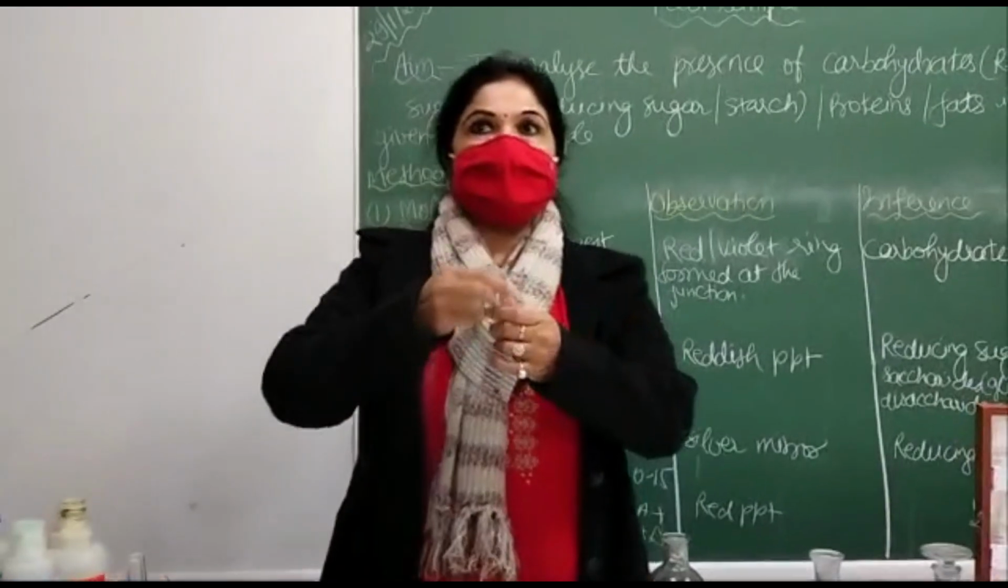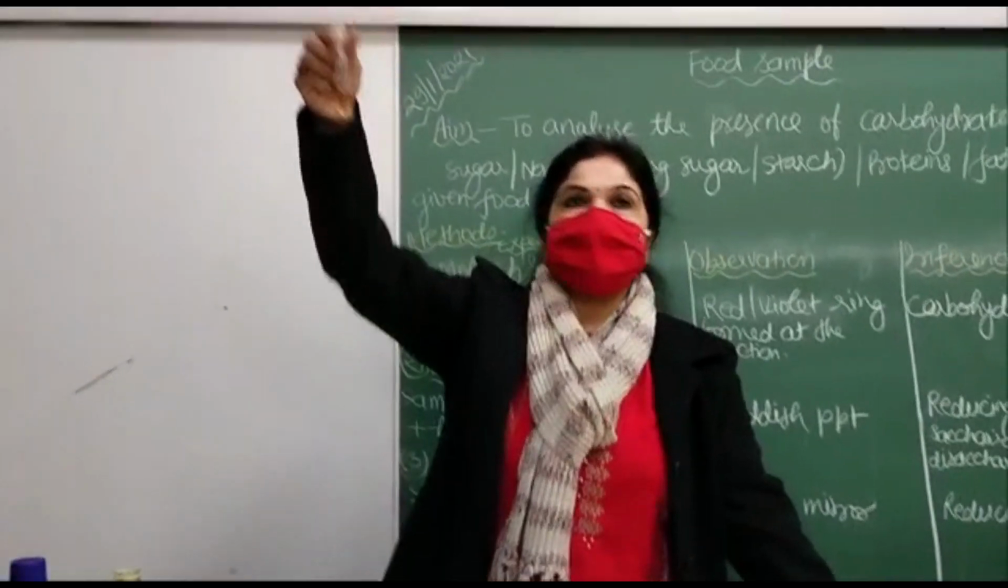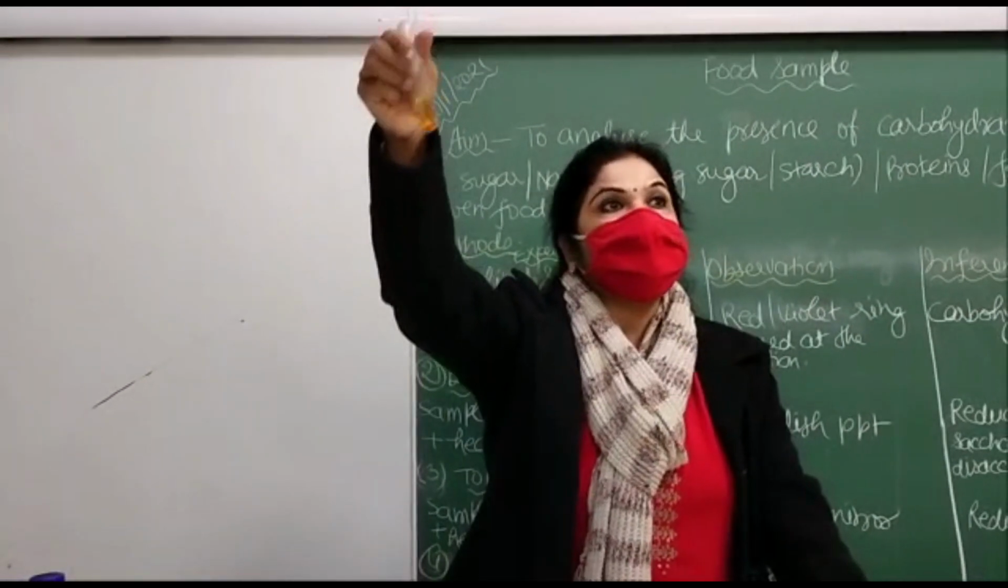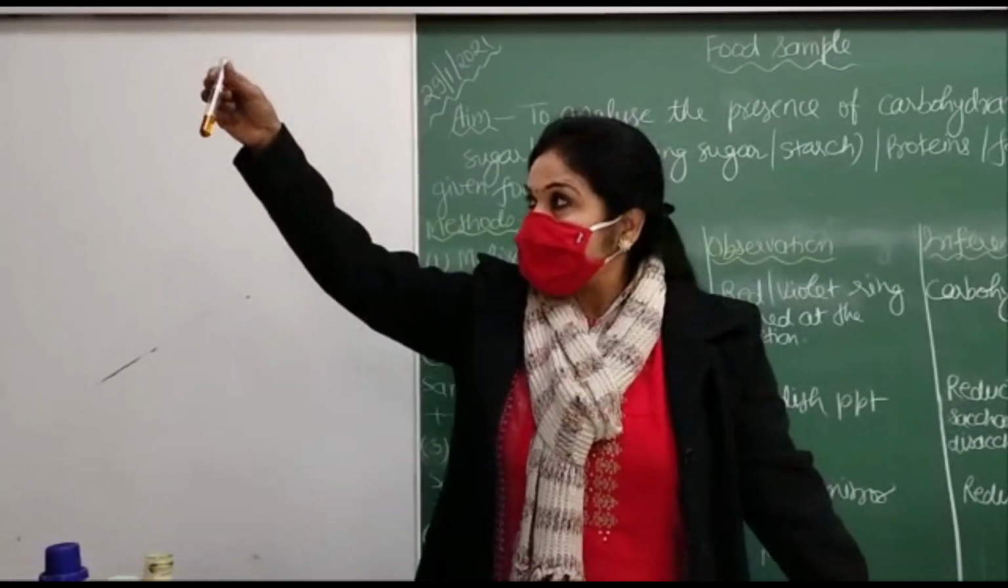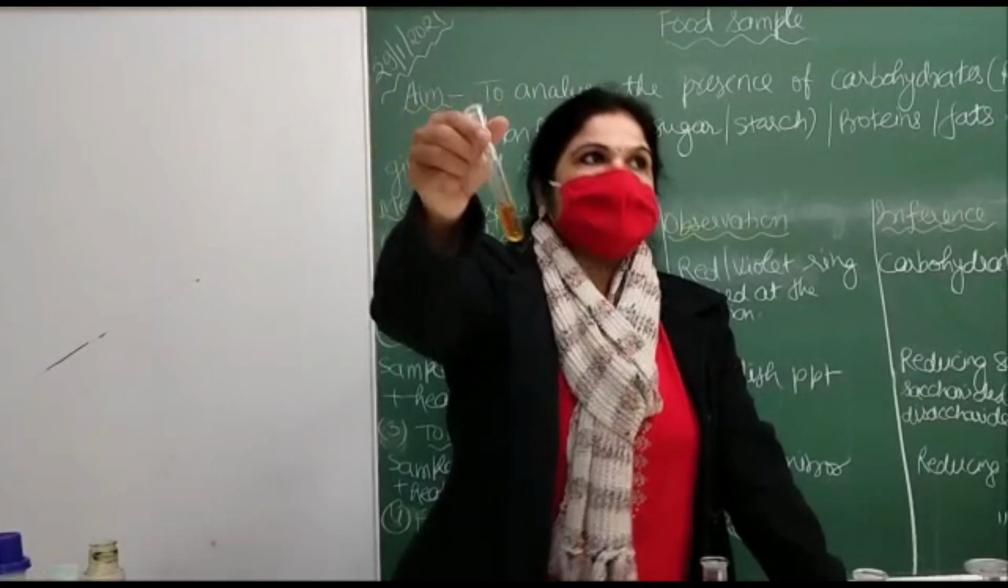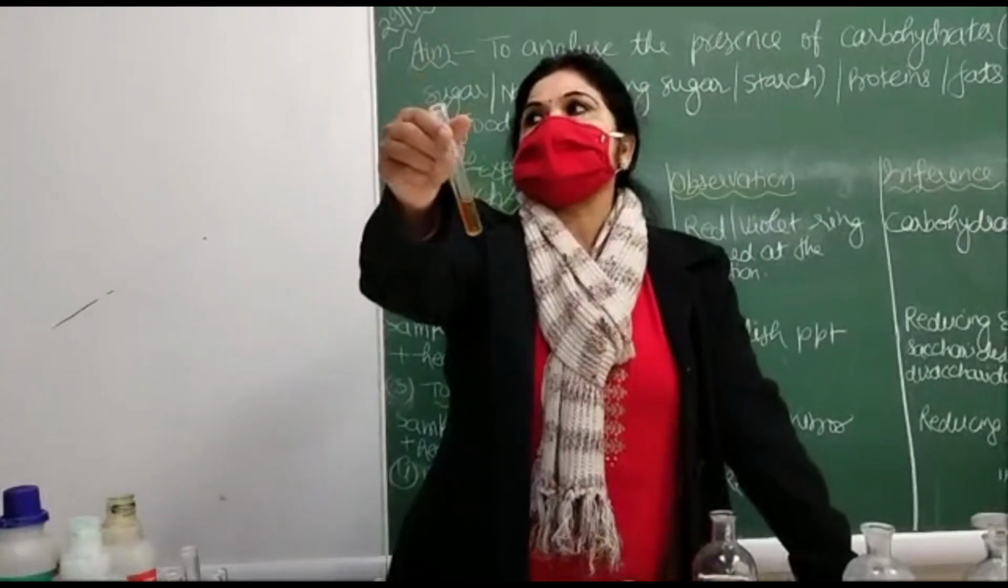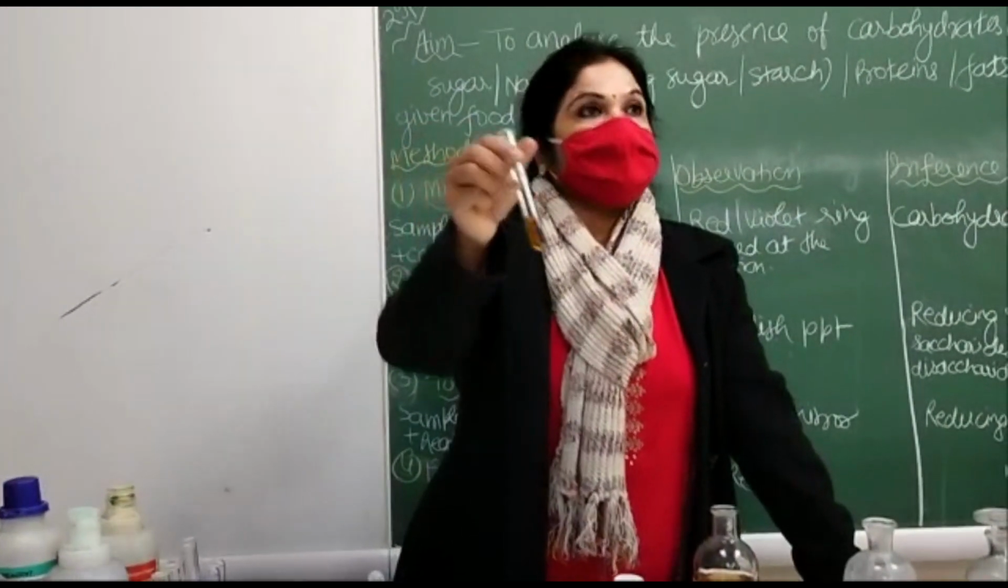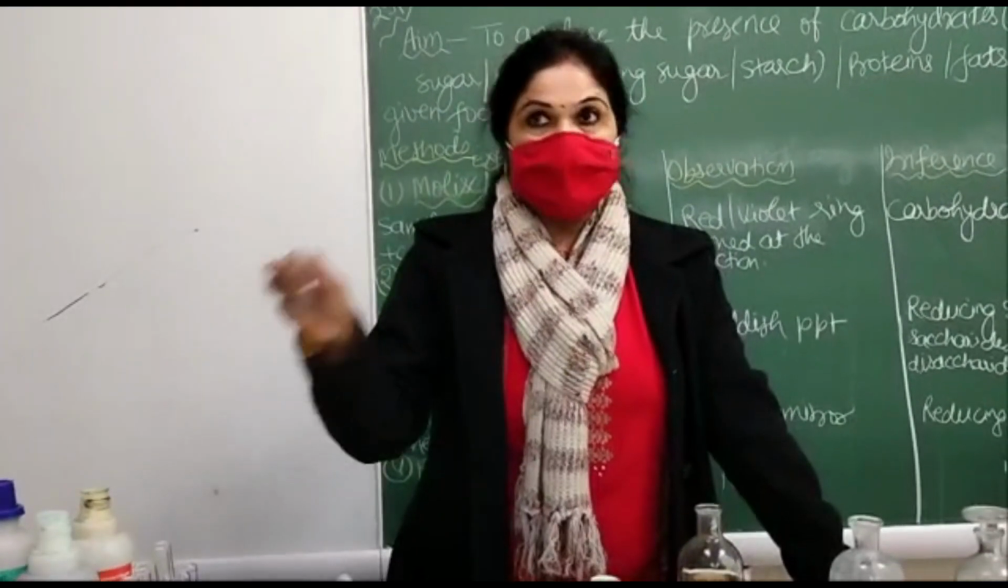And if there is a formation of blue, black, violet color, that is starch. But here there is no formation of any violet or blue coloration. So what is it? It is a non-reducing sugar, but it is not starch. It is sucrose. So first you have to check whether it is a reducing sugar or a non-reducing sugar.